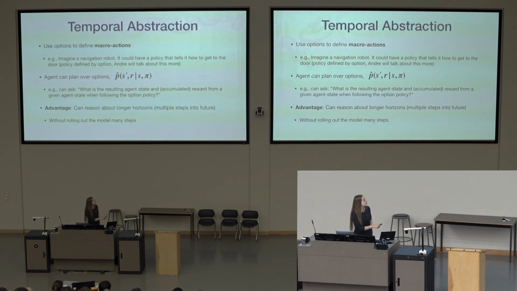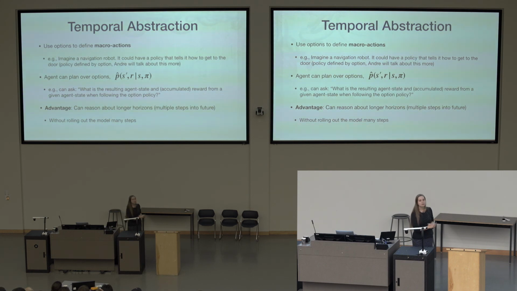So here, let's imagine you have a navigation robot. It could have a policy that tells it how to get to the door. So instead of needing to know about specific actions in a sequence that it's going to plan around, it might just already have some option, or I'm going to call it a macro action, that says, take the action that is go to the door. Okay? And that action is composed of many smaller actions. Now the agent can plan over these options instead and treat them sort of like actions.